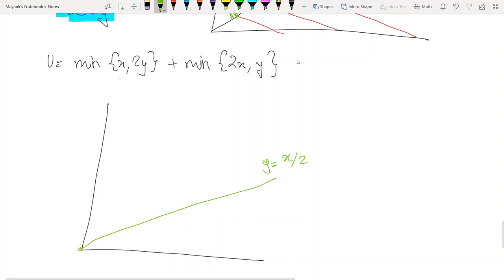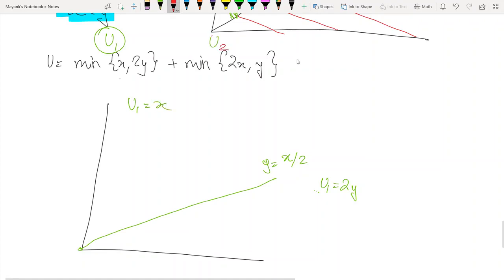What will be the story to the right of this line? Let me call this u1. What will be the story of u1 to the right of y equals x by 2? X by 2 is greater than y, that is x is greater than 2y. So what will it report? 2y. So here u1 is 2y. What about here? u1 is x.